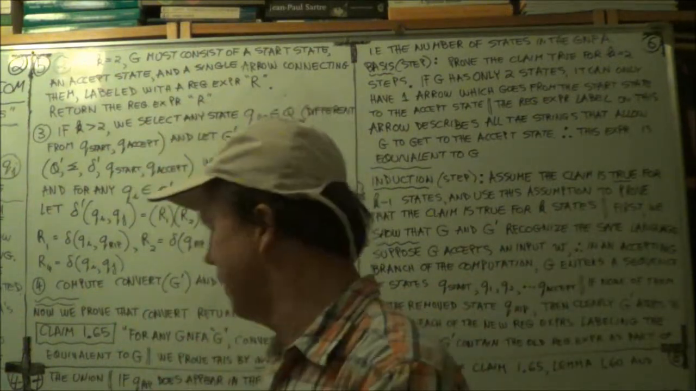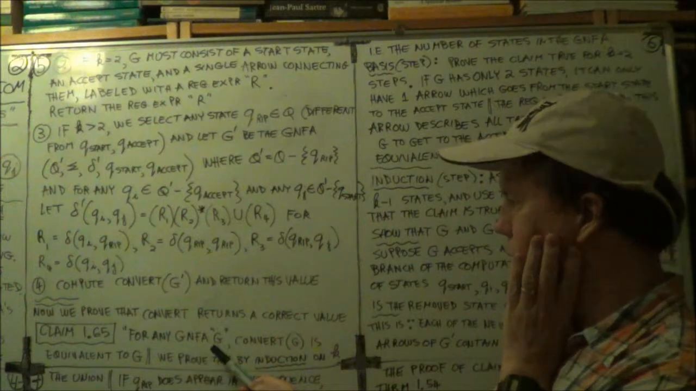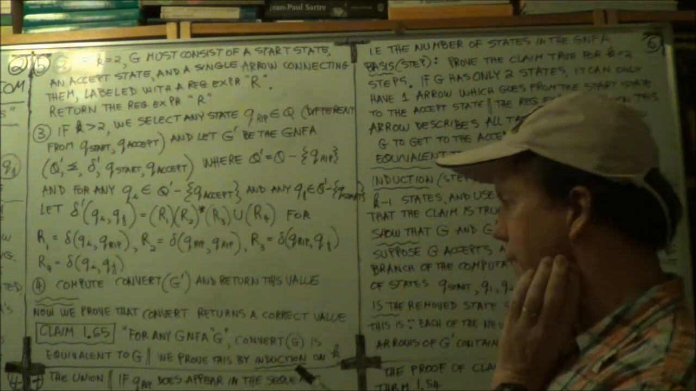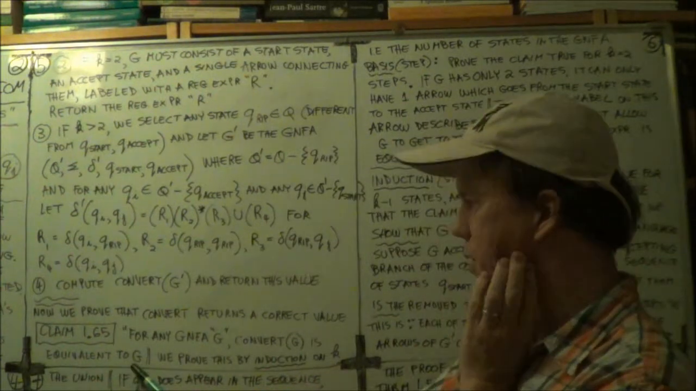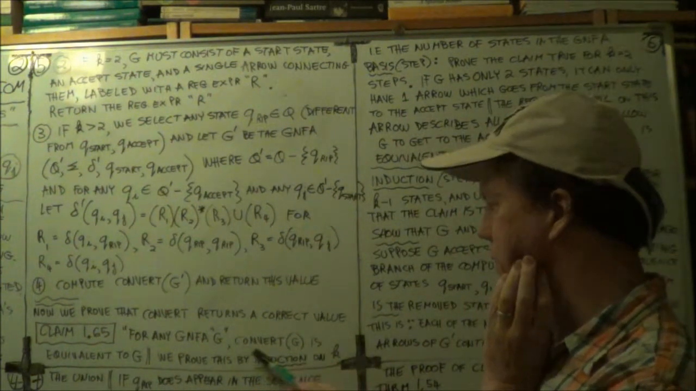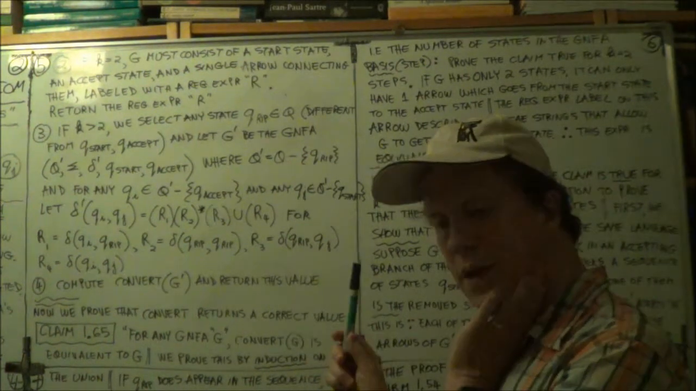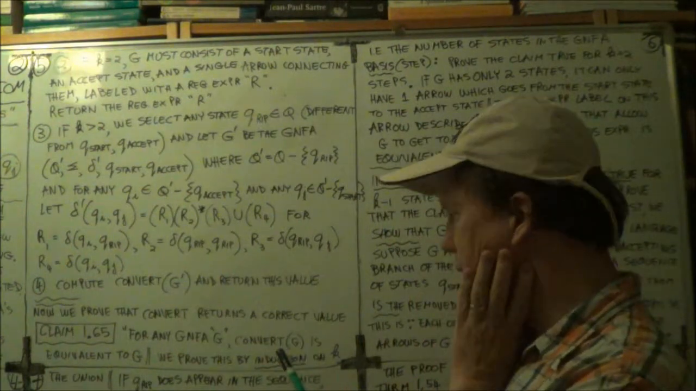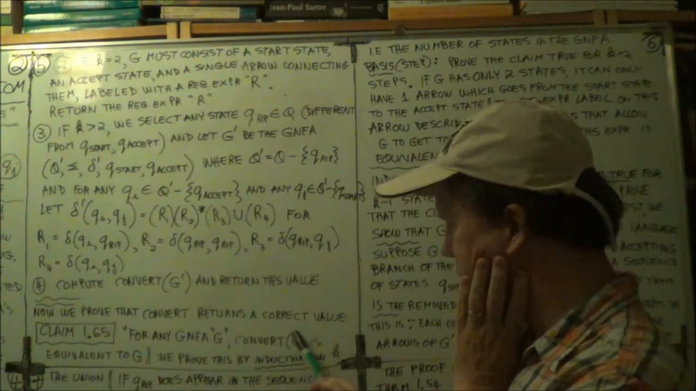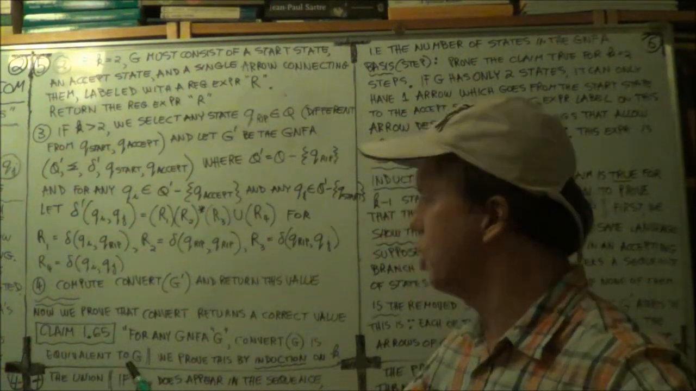Now what claim is that? Well, here's your claim, right? So for any machine G, this convert of G is equivalent to the machine, right? And remember what convert G gives you? It gives you a regular expression. It gives you an R. And this claim is that R is equivalent to G.